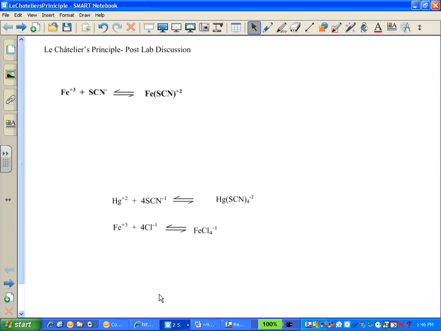So for example, in the first part, you're studying the equilibrium of Fe3+ and thiocyanate ion going to the iron thiocyanate complex ion. In this, you added various things. The first substance that you added was FeCl3. When you add FeCl3, essentially what you're doing is adding Fe3+, which is a substance that's in that equilibrium. So you are increasing the concentration of the Fe3+ in the system.